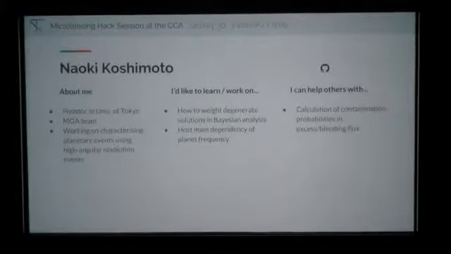Hello, I'm Naoki Hoshimoto. I'm a postdoc at University of Tokyo, and I'm a member of the MOA team. I'm working on characterizing planetary events using high angular resolution images. And I'd like to learn how to weight degenerate solutions in Bayesian analysis. I'm interested in host mass dependency of planet frequency. And I can help you with calculation of contamination probabilities in excess of blending flux, which is maybe very niche. Thank you.